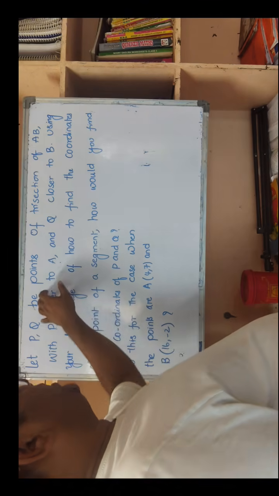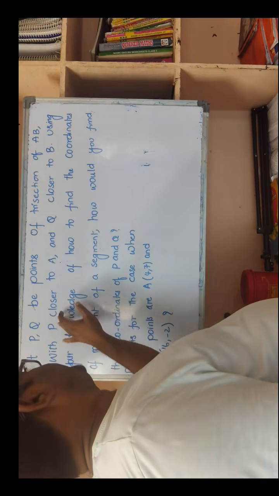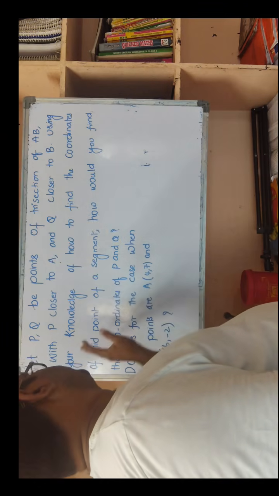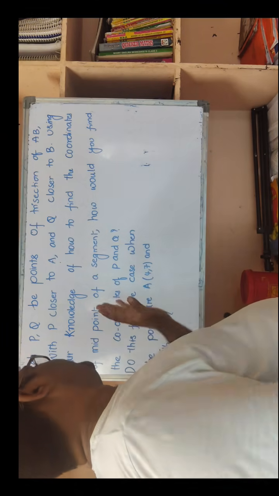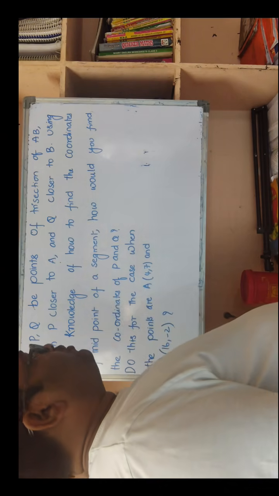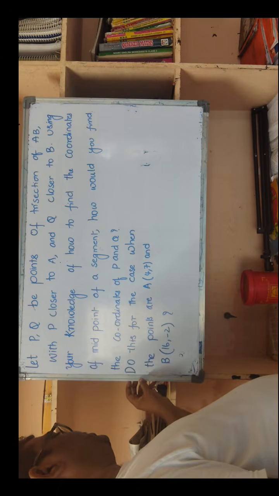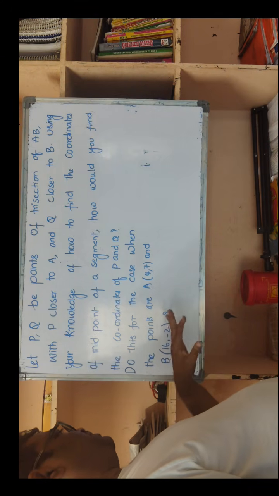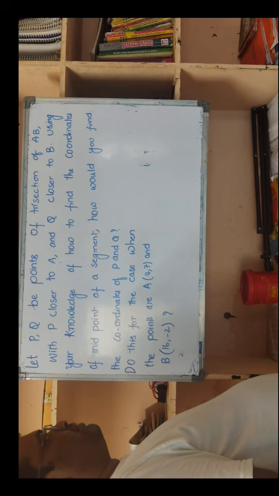Let P, Q be points of trisection of AB, with P closer to A and Q closer to B. Using your knowledge of how to find the coordinates of the midpoint of a segment, how would you find the coordinates of P and Q? Do this for the case when the points are A(4, 7) and B(16, -2).